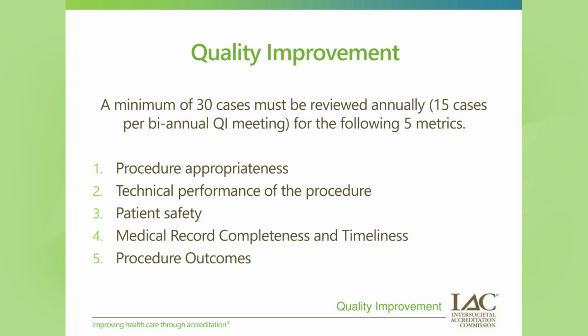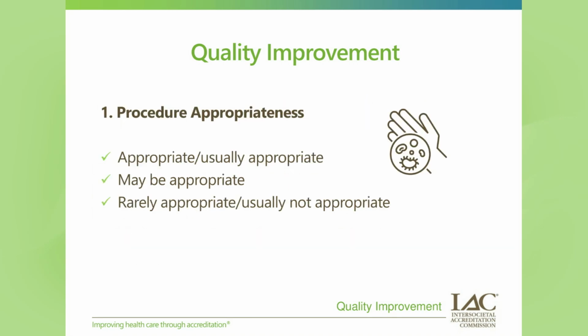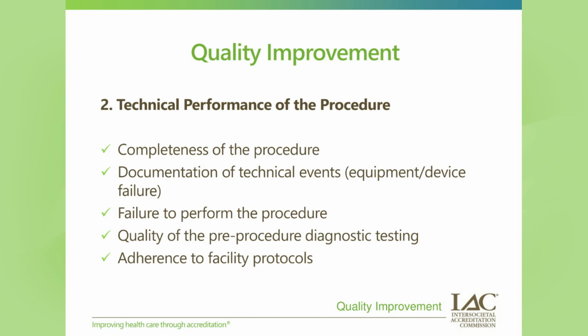So that's 15 cases per biannual QI meeting for the following metrics: procedure appropriateness, technical performance of the procedure, patient safety, medical record completeness and timeliness, and procedure outcomes. And we'll go over all of those. For procedure appropriateness, we're looking at, was the procedure appropriate, usually appropriate, maybe appropriate, rarely appropriate, or usually not appropriate. Technical performance of the procedure, you're going to want to review for completeness of the procedure, documentation of technical events, failure to perform the procedure, quality of the pre-procedure diagnostic testing, and adherence to facility protocols.